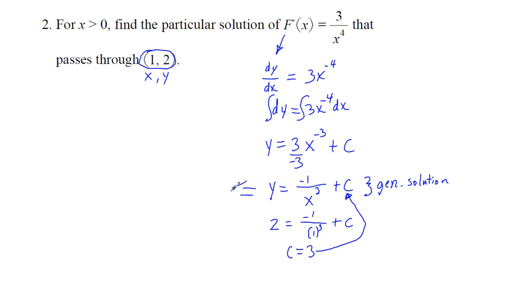So 3 is what we're going to plug in to our general solution here for c. And again, I'm going to come to the left. We'll say y equals negative 1 over x cubed plus 3. And this is going to be our particular solution.